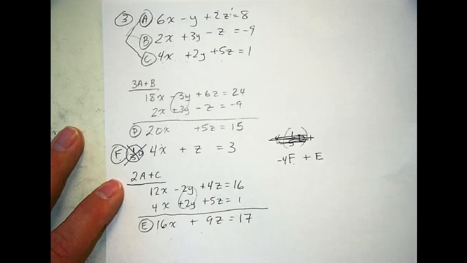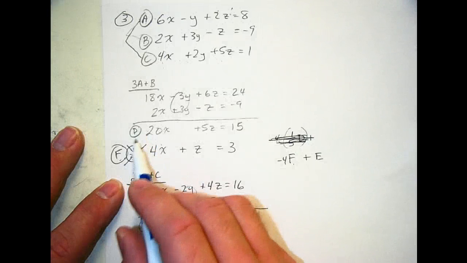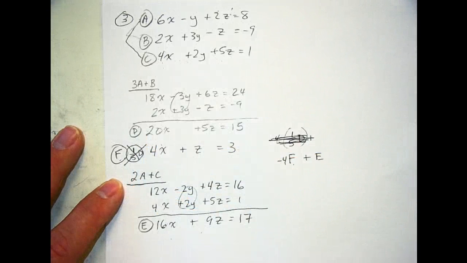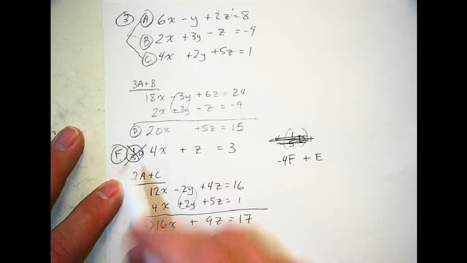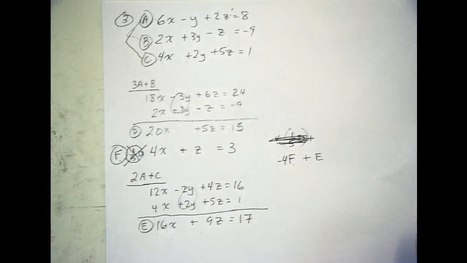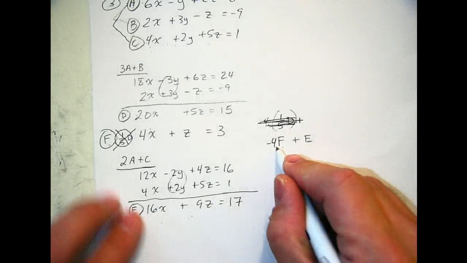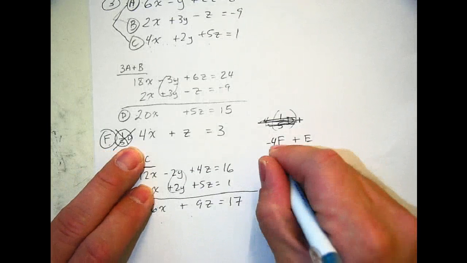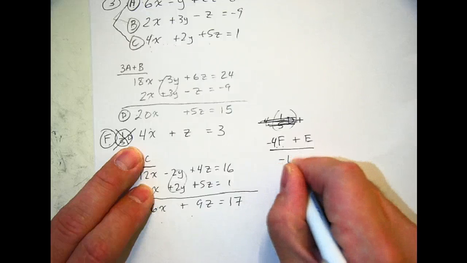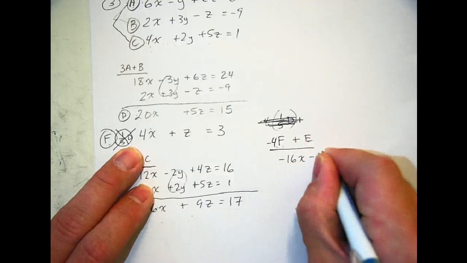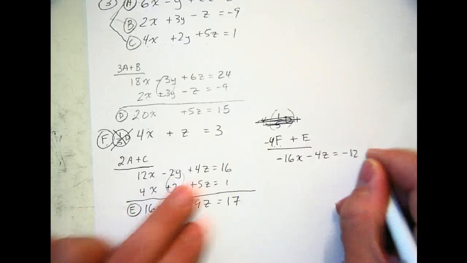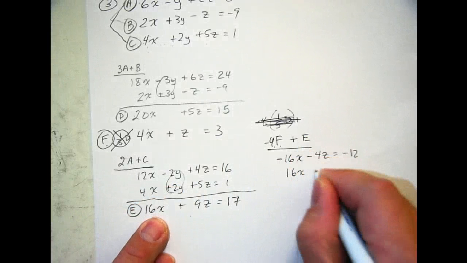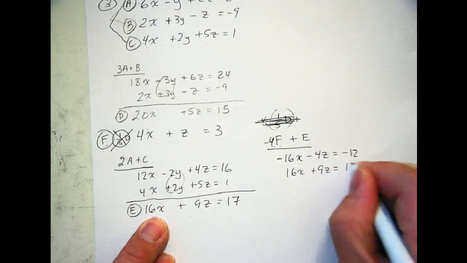Dylan, you with me? Kind of. The letters are just our road markers. We're just naming new equations. We can't use D for everyone, Dylan. Sorry, man. All right? You got negative 4F. So that's negative 16x minus 4z equals negative 12. And we got E, 16x plus 9z equals 17.